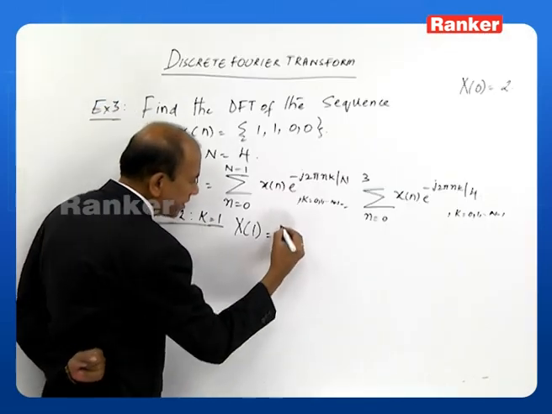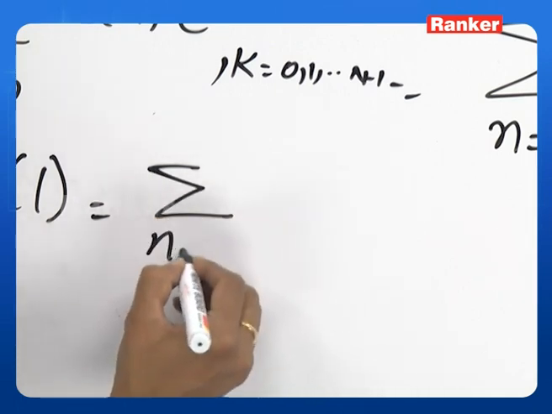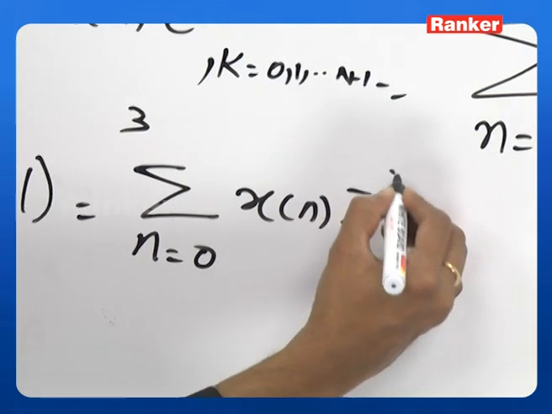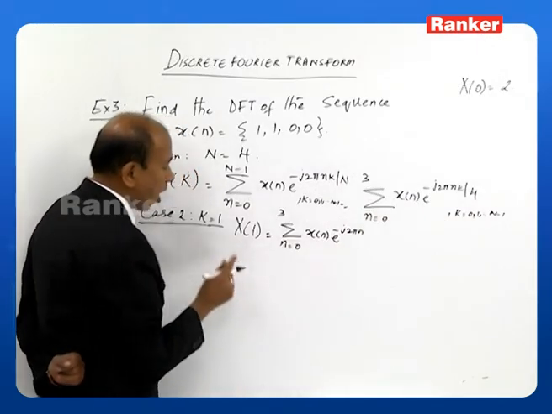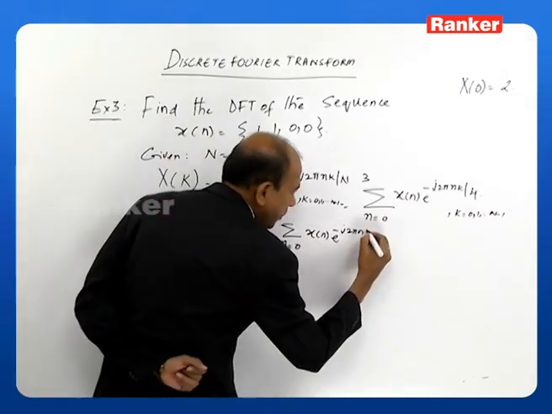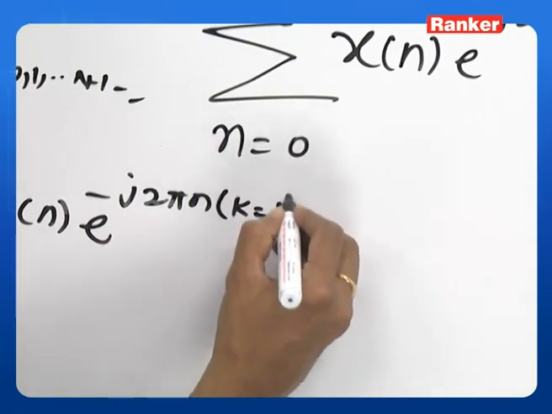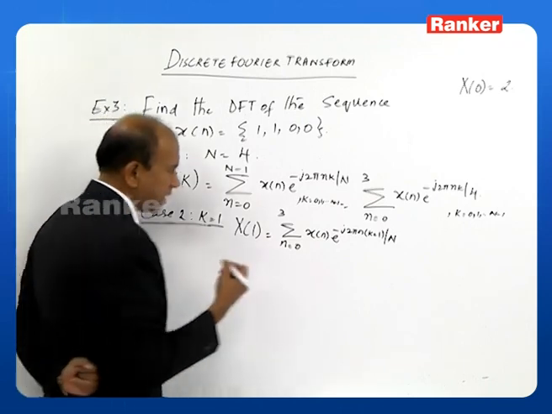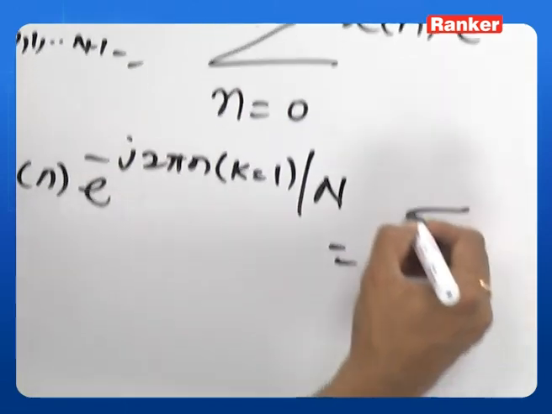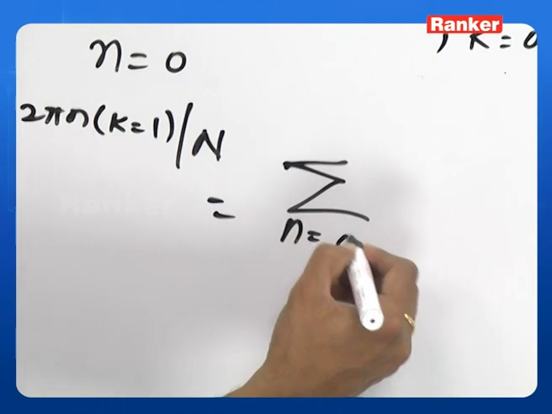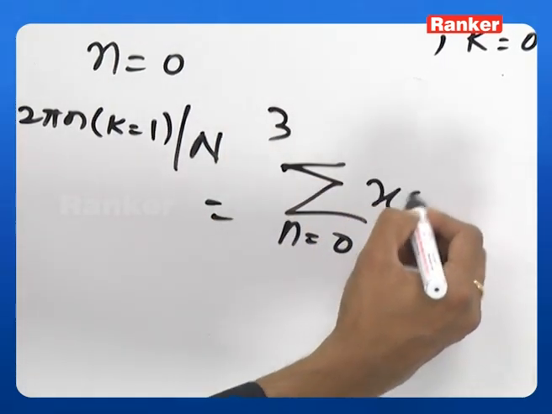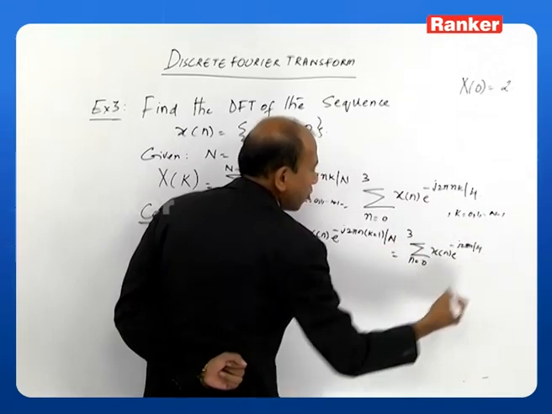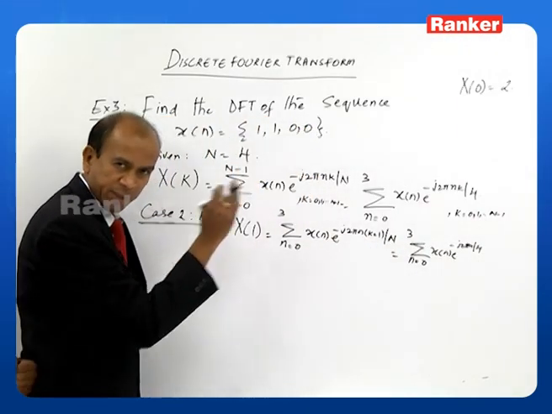So x of 1 is nothing but summation of n is equal to 0 to 3 x of n e to the power of minus j 2 pi k n by N. And what is k for us now? So k we can put as 1 here. In fact this is now equal to n is equal to 0 to 3 x of n e to the power of minus j 2 pi n by 4 because k is equal to 1. So let us put that here.